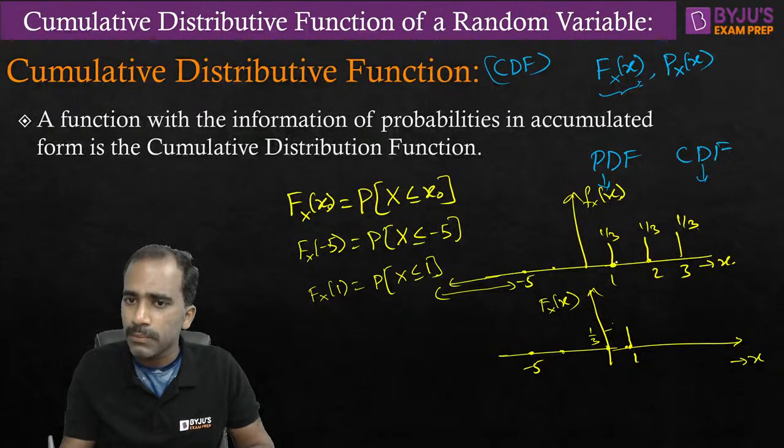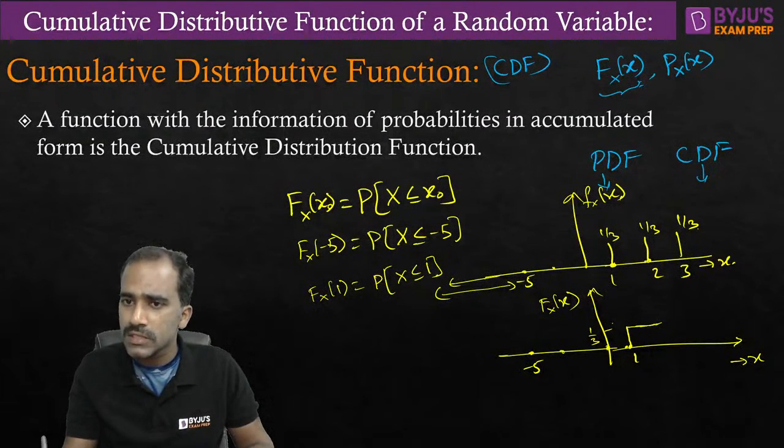Next, at 1.1, what happens? At 1.1, if you want the value of this function, add the probabilities of the random variable taking values from minus infinity till 1.1. Till 1.1, if you add up all the probabilities, that is also 1 by 3. Correct?